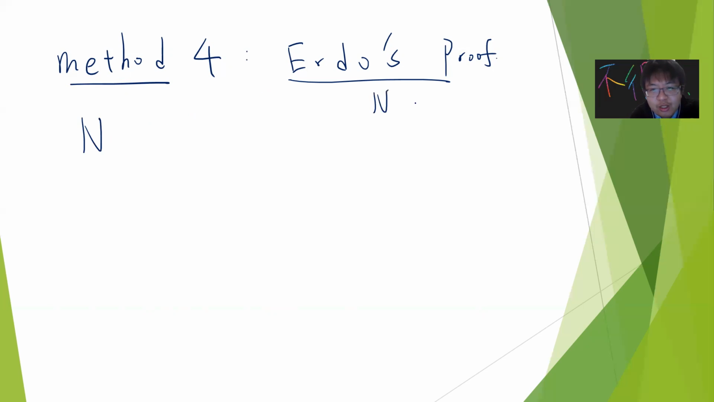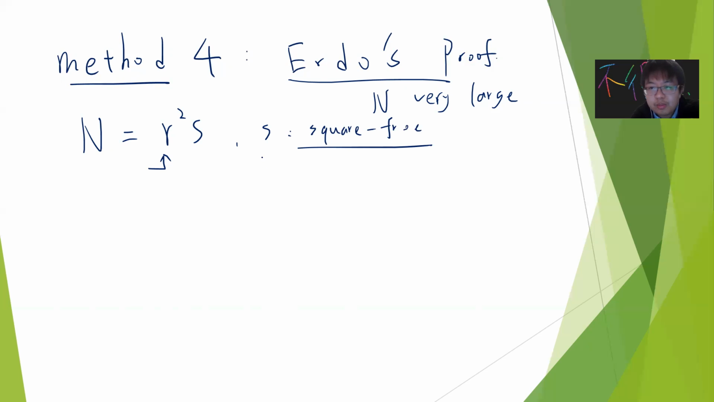So let's say you choose n, and n is very large. So you pick an integer which is very large, and then obviously for any n, this number can be written as r squared times s, where s is square free. R may contain repeated prime factors. For example, you can write 12 equals 2 squared times 3, right? So 3 is square free, there's no square factor.